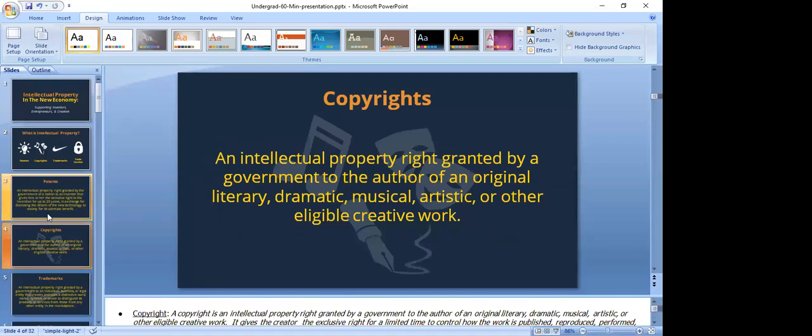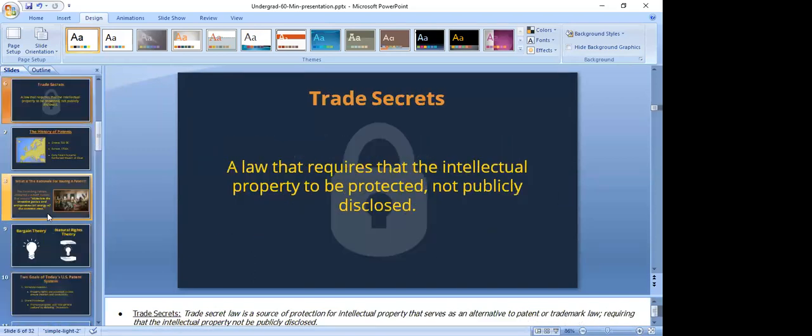And this is the copyright. An intellectual property right granted by a government to the author of original literary, musical works and so on. This is the trademark, which I explained just now. But this is the new technology way of how it is going. Okay. A law that requires intellectual property to be protected, not public. Some acts are there that protect it whenever you go to court, or sections that they will explain to you.